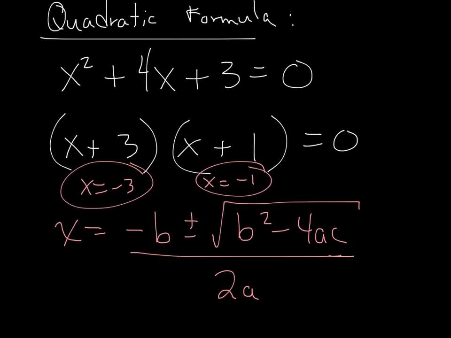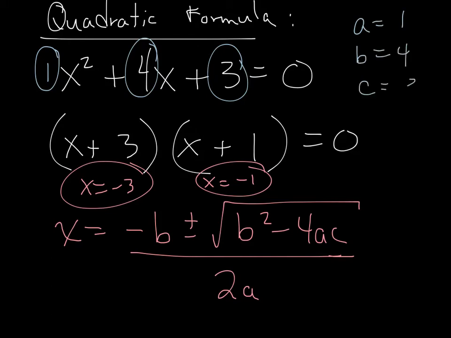Okay? So again, I'll point them out if it helps. A is 1, B is 4, and C is 3. And you could always list them on the side, but they're also obviously in the equation that you see there. So those are the values of A, B, and C in this equation. If you just plug them in, you'll get negative 3 and negative 1.